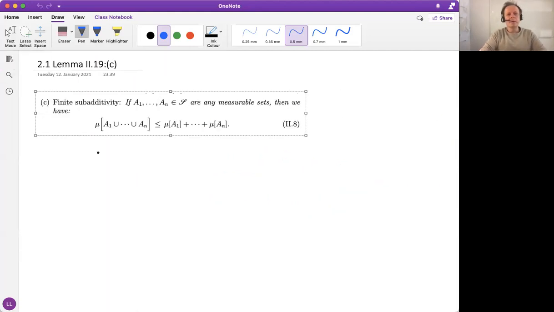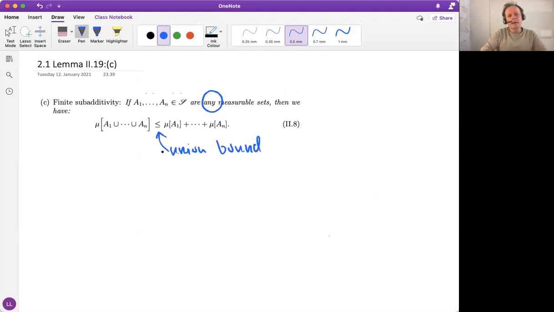Then we have part C. What is it claiming? The claim is subadditivity. Instead of disjoint, we now have any sets A1 up to AN. They are measurable, but they don't need to be disjoint. The claim is that there's a so-called union bound. This is what is called the union bound in applied probability, in computer science, and so on.